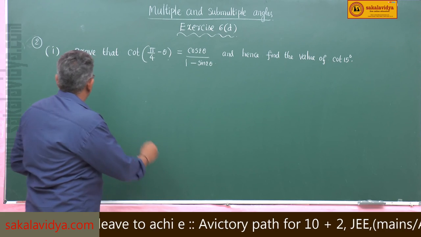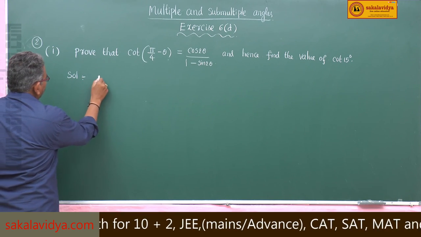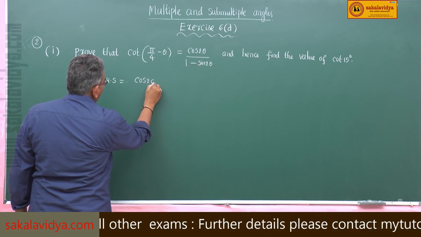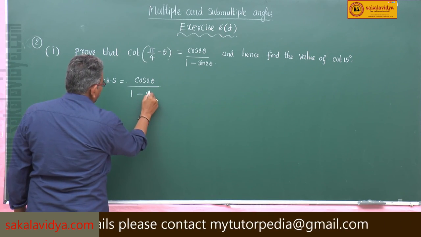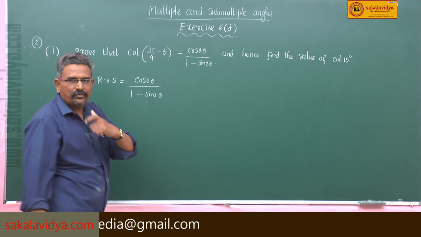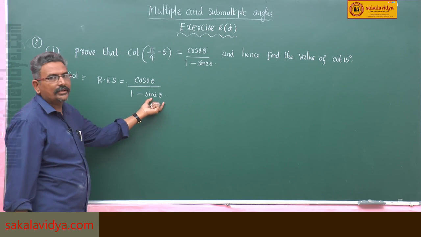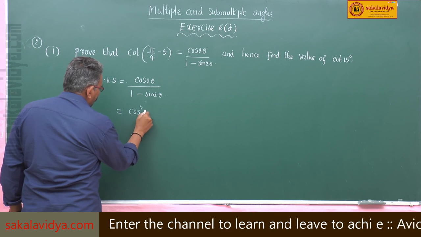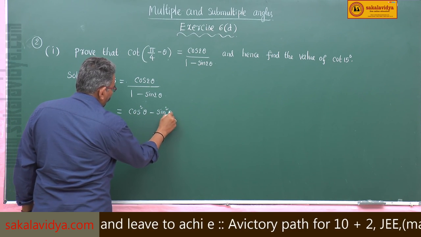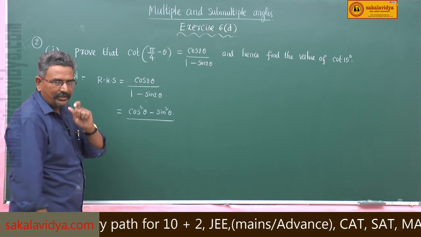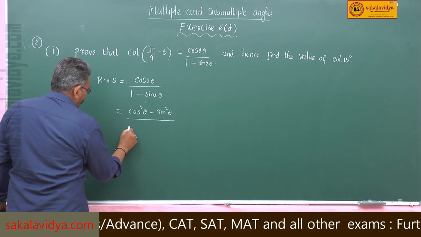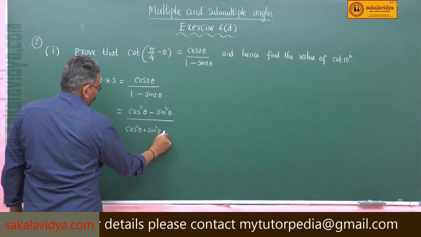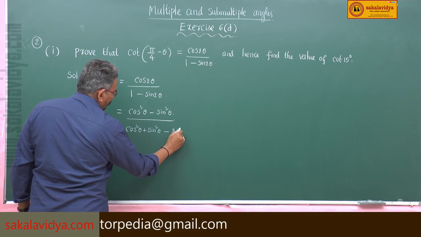What is the right hand side here? RHS is cos 2 theta by 1 minus sin 2 theta. In the earlier discussions we know the formula for cos 2 theta as well as sin 2 theta. Let us substitute. This cos 2 theta is cos square theta minus sin square theta, whereas in the denominator we can replace 1 by the identity cos square theta plus sin square theta. Now, minus the sin 2 theta is minus 2 sin theta cos theta.